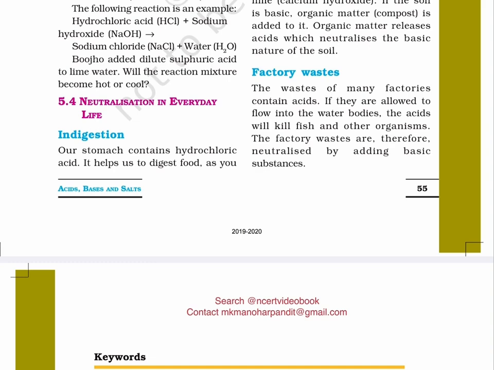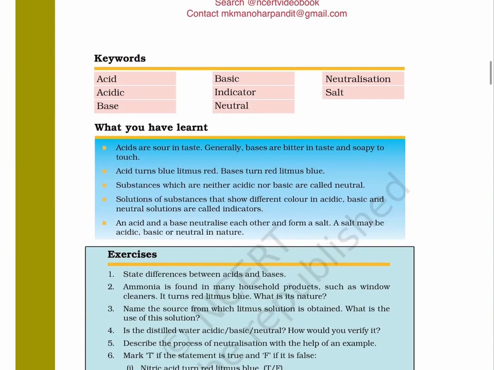Page 56. Keywords: acid, acidic, base, basic, indicator, neutral, neutralization, salt. What you have learnt.